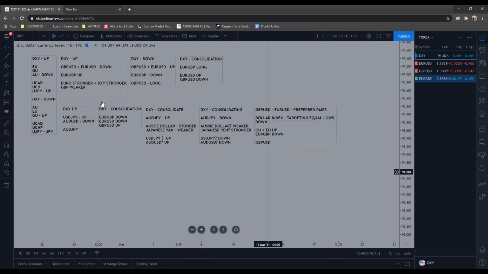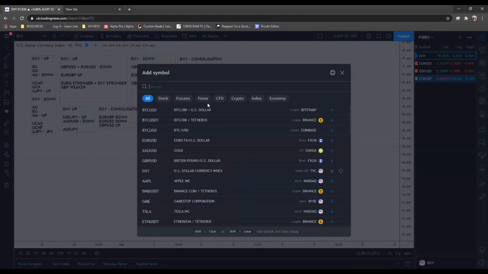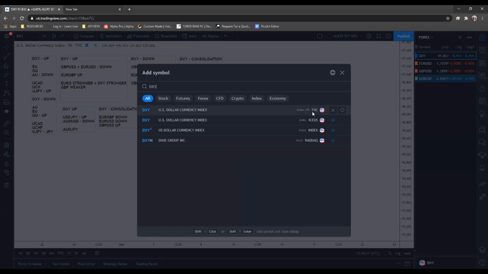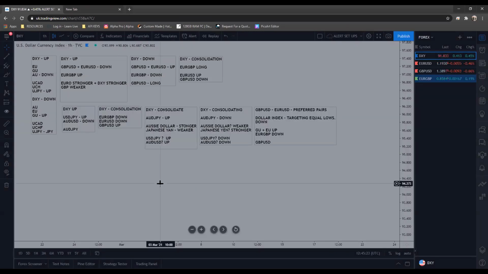So are you guys starting to understand what we're talking about here? I know some of you have already clicked, like, is it just Dixie you search for? No, just DXY. So DXY, and on TradingView, you want the index CFD TVC. You don't want the index here because price action doesn't go back too far.